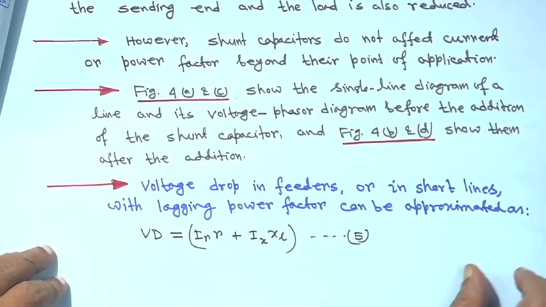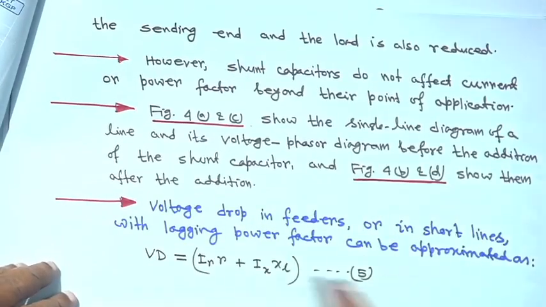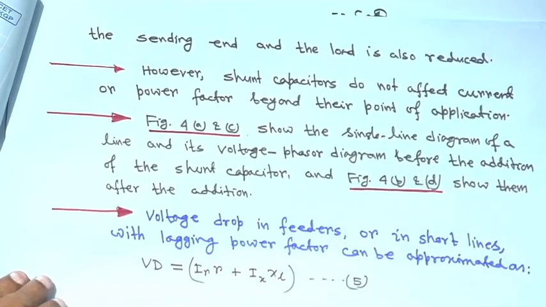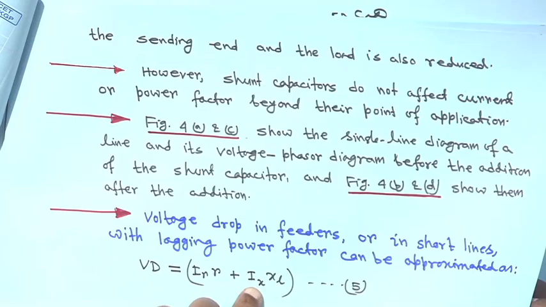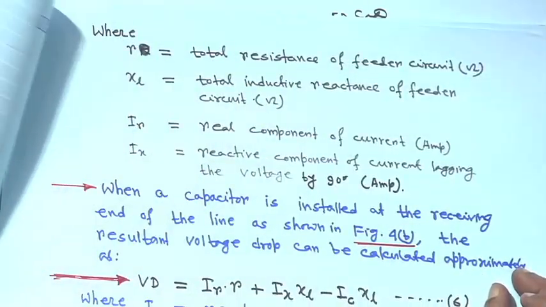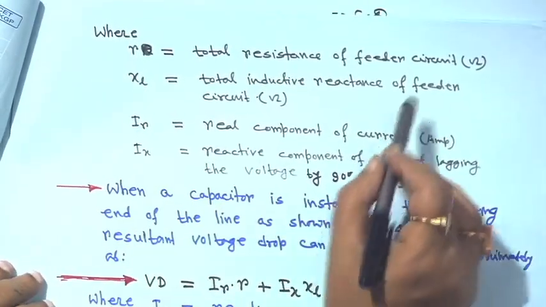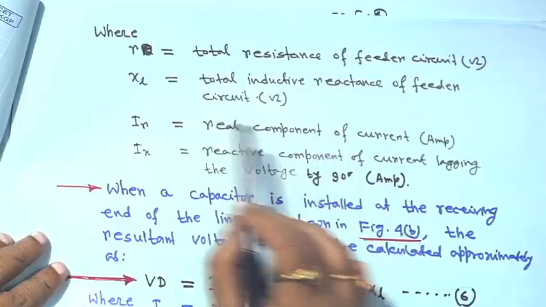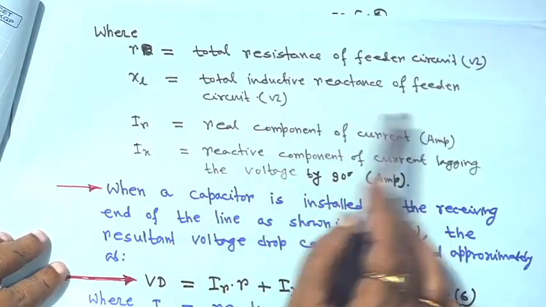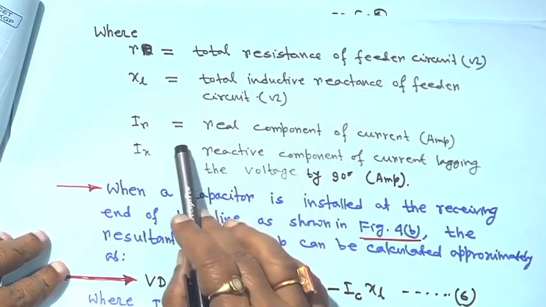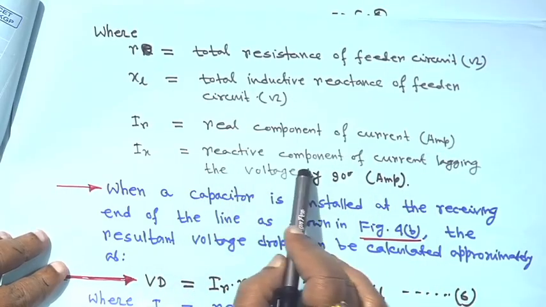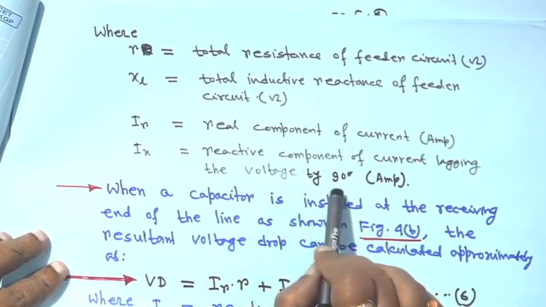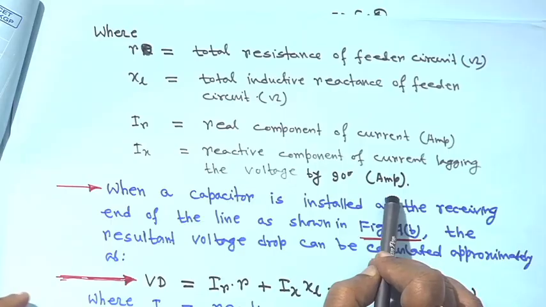So, this is equation 5, but for easy remembering, IR into R plus Ix into XL, where IR is equal to I cos theta and Ix is equal to I sin theta. R is the total resistance of the feeder in ohm, XL is the total inductive reactance of the feeder in ohm. IR is the real component of current in ampere, and Ix is the reactive component of current, lagging the voltage by 90 degrees, in ampere.